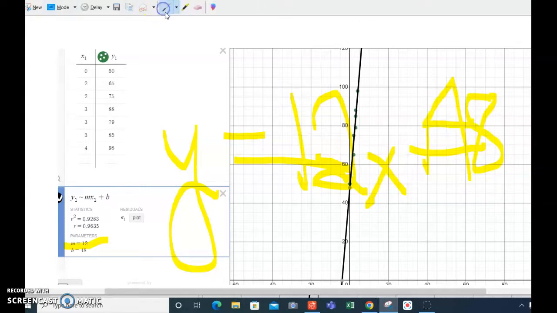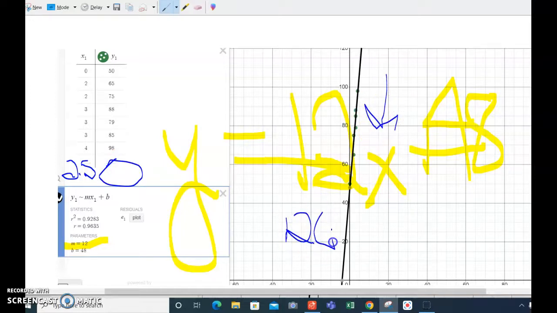Well, all right. So say that I think someone is going to study, you know, like 2.5 hours. I could predict what their grade is going to be based on input and output. So I know the input. So I'm going to do 12 times 2.5 plus 48. And I'm going to type it in my calculator here. So I have 12 times 2.5 hours plus 48. And I get 78. So I would predict that that person's going to get a 78%.